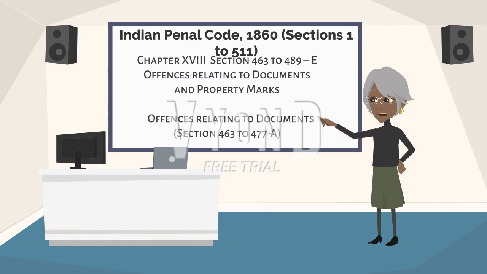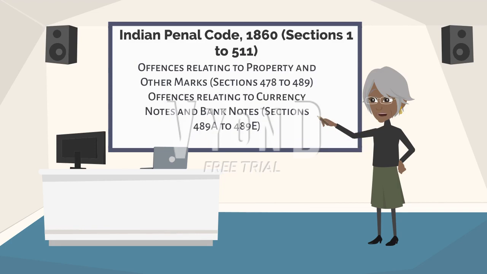Chapter 18, Sections 463 to 489: Offences relating to documents and property marks. Offences relating to documents, Sections 463 to 477A. Offences relating to property and other marks, Sections 478 to 489. Offences relating to currency notes and banknotes, Sections 489A to 489E.